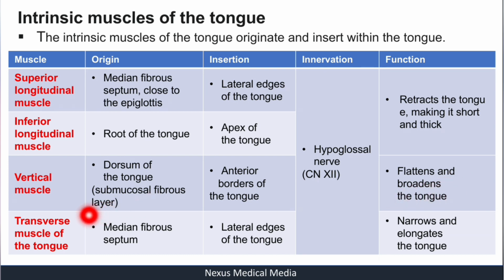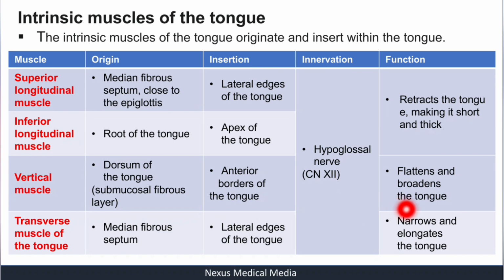Last but not least, there is the transverse muscle of the tongue. Origin is the median fibrous septum. So together with the superior longitudinal, you can see these two originate at the same point. And insertion, same thing, the lateral edges of the tongue.